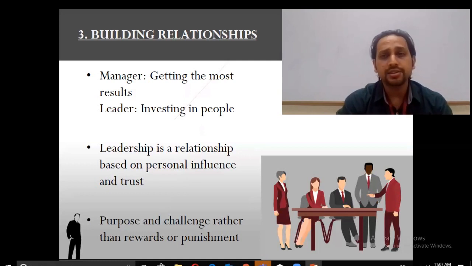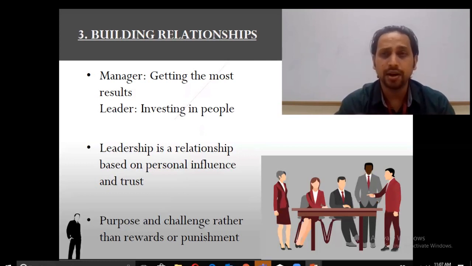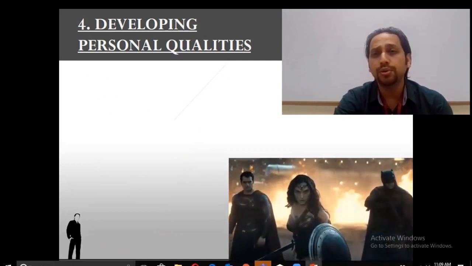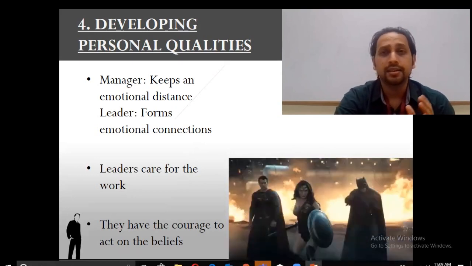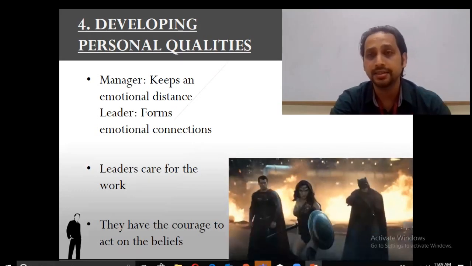Take away a manager's formal position and see if people will choose to follow that particular manager. That is the mark of a leader. The fourth element is personal qualities. Leadership is more than just a skill set. The qualities required to be a leader require more than just your managerial skills.